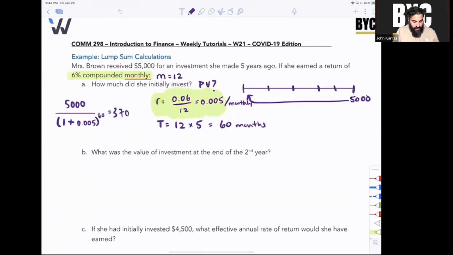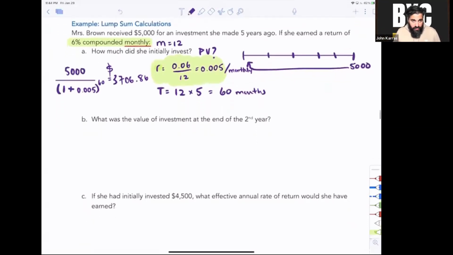We should get 3706.86. Great. Okay, so I want you guys to try the next one on your own. Shouldn't take you more than a minute. How much was the value of the investment at the end of year 2? Basically right here. I want you guys to write me the answer rounded to 2 decimal places in the chat.